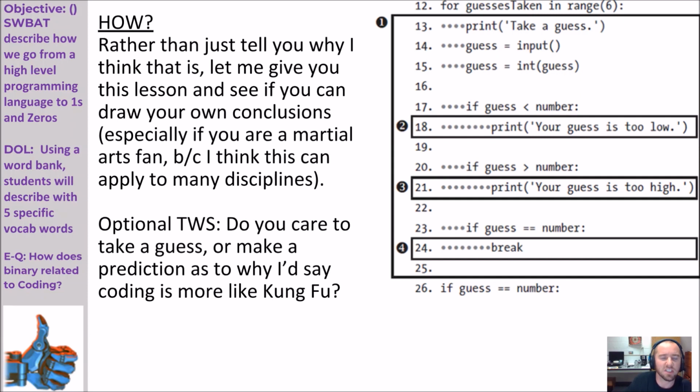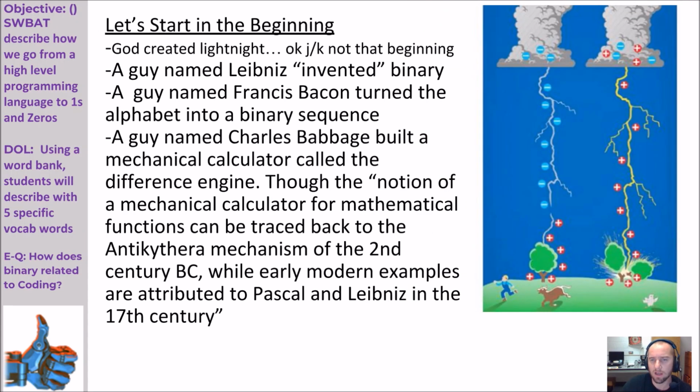And rather than me just telling you why I think that is, I want to give you a chance to think on that yourself. So at the end of the lesson, maybe you'll understand why I'm saying that. So here's your optional think, write, share. Do you care to take a guess? Why would I say coding is more like Kung Fu?